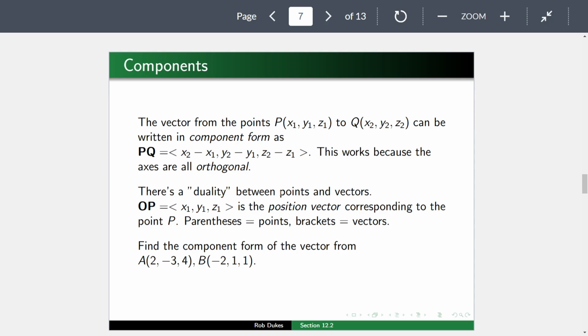And so we get sort of a duality here between points and vectors, which is to say, if we have a point in space, x1, y1, z1, we also have a vector that goes from the origin to that point, x1, y1, z1. They'll have the same coordinates. If it's a point, we use parentheses. If it's a vector, we use brackets. And so that's another thing where we want to be really careful about these. If you're talking about points, use parentheses. If you're talking about vectors, use brackets. They have the same components here.